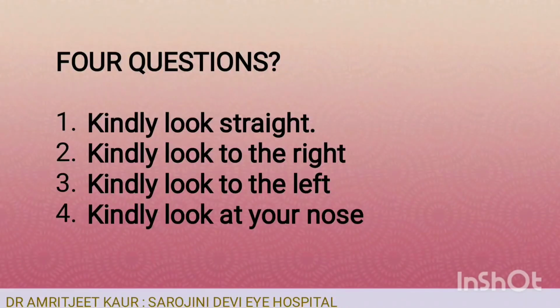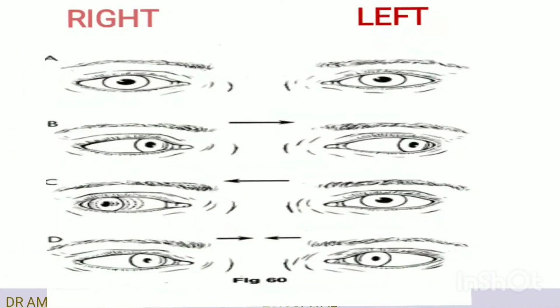There are basically four main things that you will ask your patient to do to actually look at the internal nuclear ophthalmoplegia. And these four questions are: kindly look straight, kindly look towards the right, kindly look towards your left, and look at your nose. Let us ask all those four questions to this patient of ours. So the first question, kindly look straight.